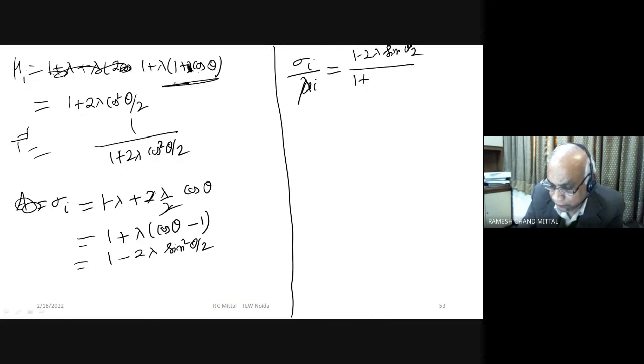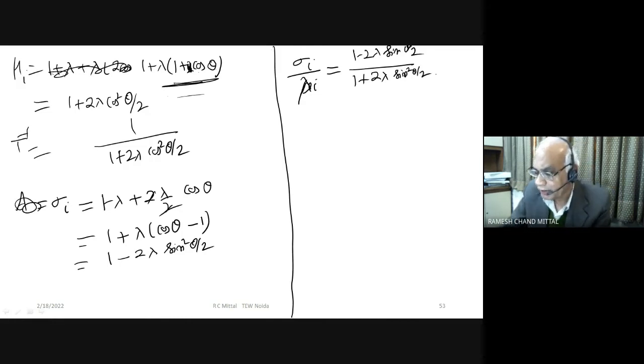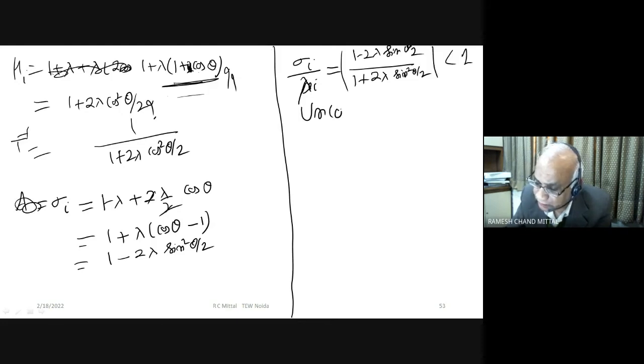If I have committed some error, please check it. But what I say is that this should also be sine square theta by 2. Please check it, okay? I just leave it as it is because I don't want to waste time. But anyway, this is coming as sine square theta by 2, as I understand. Please check it. So this should always be less than 1. So my scheme is unconditionally stable.